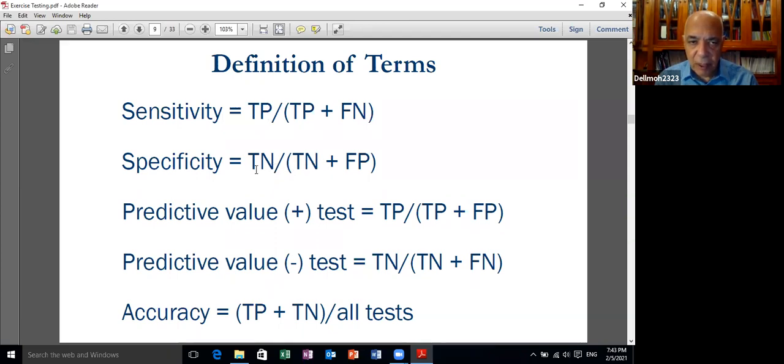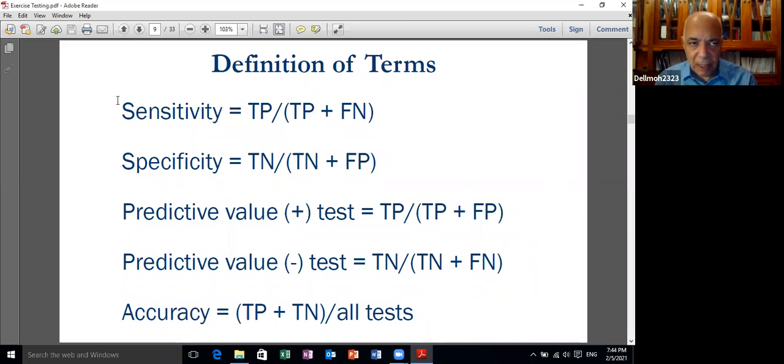In other words, if you increase the specificity, you decrease the false positive results. So if you have 100% specificity of any test, then the false positive results will be zero, because the true negative over true negative will be 1 or 100%. The predictive value is the true positive divided by all the positive results. The negative predictive value is the true negative over all the negative results, and accuracy means the true results divided by all tests. And I will come to this again, but this is extremely important.